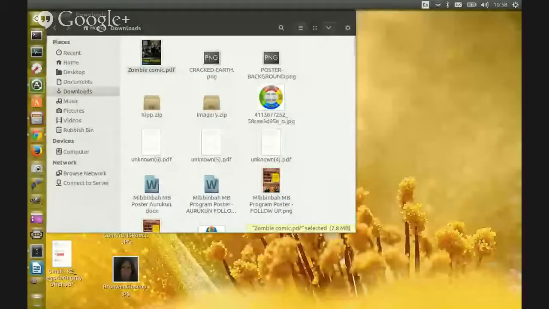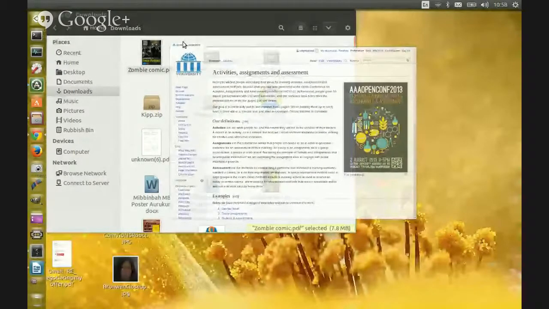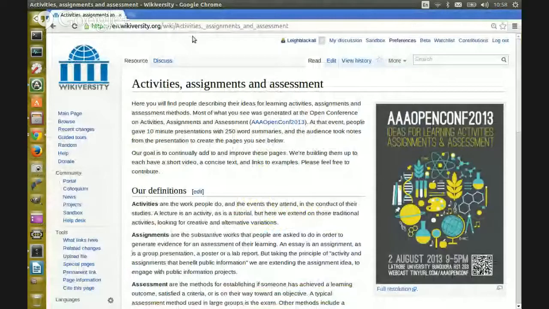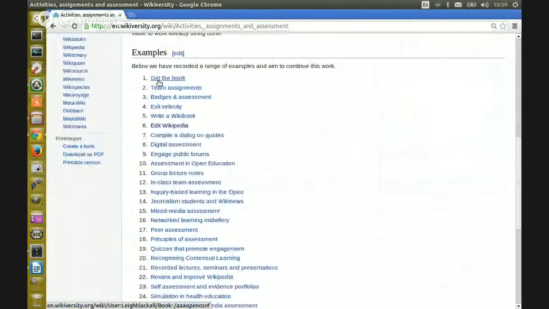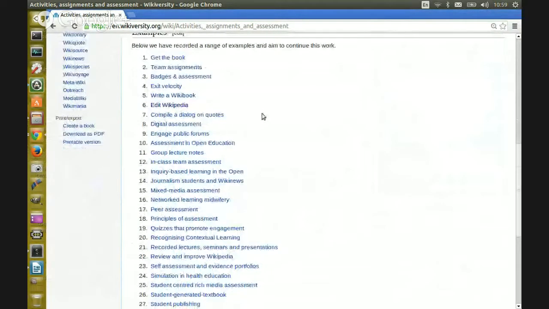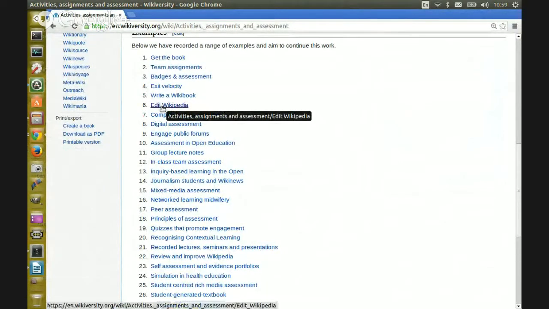Mark, the reason I want to point that out is because where can we get the list of pages that your students have done and will probably continue to do in future years? So in Wikiversity, which is a so-called sister project to Wikipedia managed by the same organization, there is a page called Activities, Assignments and Assessment. And these interviews that we've been doing, several of them are recorded here in these examples of types of methods of assessment. And I guess we're parking yours under Edit Wikipedia, but there's so much more to it than that.